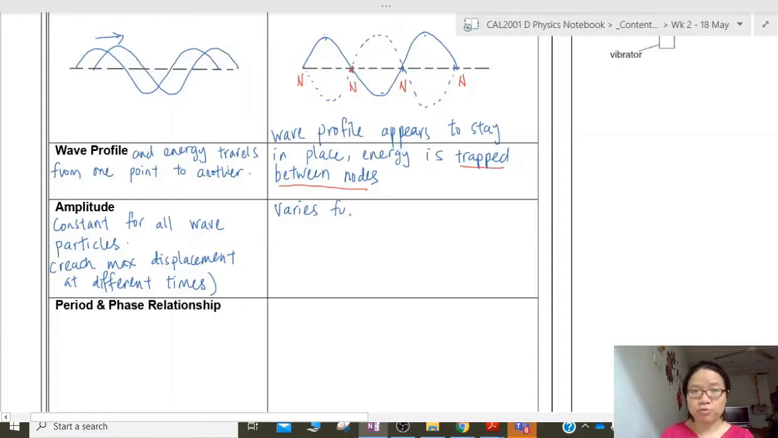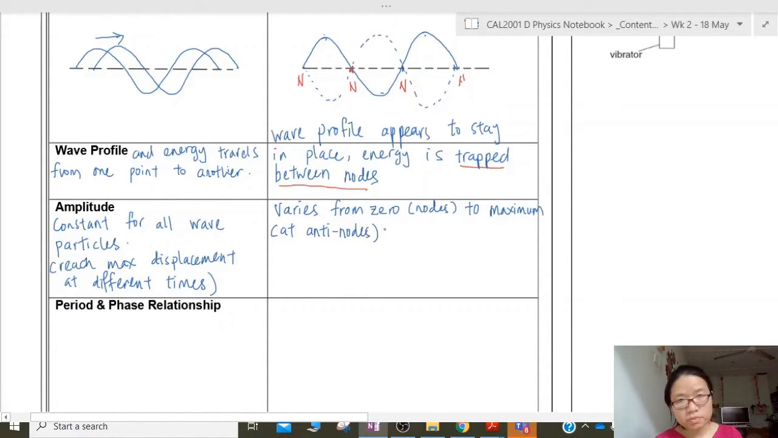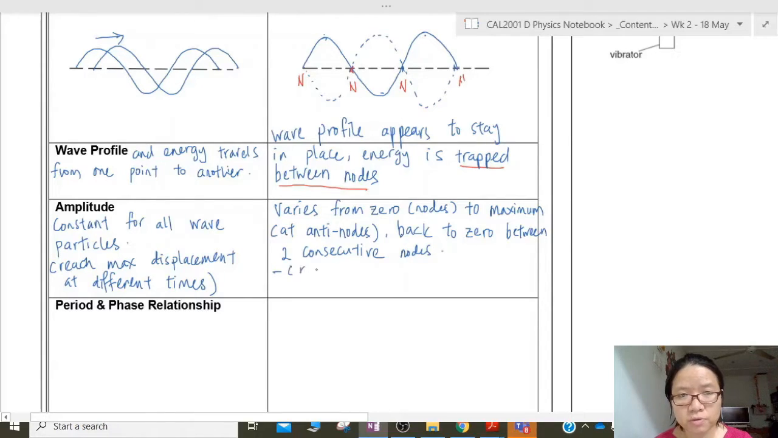Whereas the amplitude for stationary wave varies from 0, which is the nodes. The nodes have no amplitude. To maximum, which is the antinodes. The antinodes have an amplitude of 2A, or double the overlapping waves. Then it goes back to 0. So from node to antinode to node, 0 to maximum, back to 0. This is between 2 consecutive nodes.